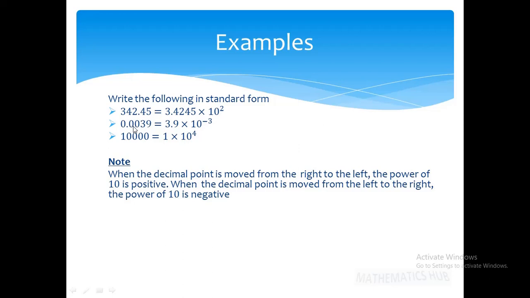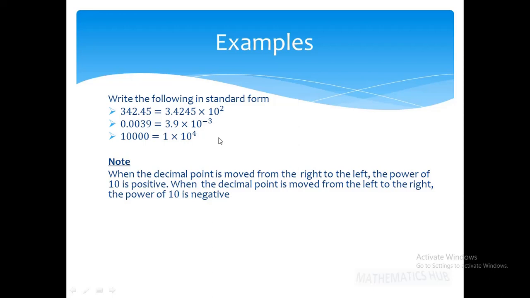If we look at the second example, it's 0.0039. We are going to move our comma 3 places to the right. When we move our comma 3 places to the right, our answer is now 3.9 times 10 to the power minus 3. The 3 is coming from the fact that we moved our comma 3 times. And the negative is coming from the direction. We were moving from left to right, so that is why our power is negative.